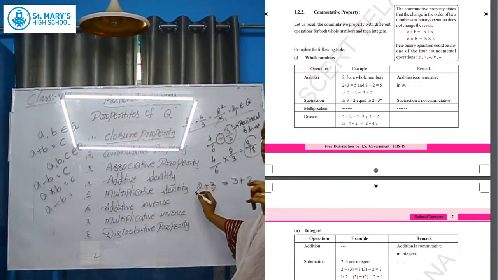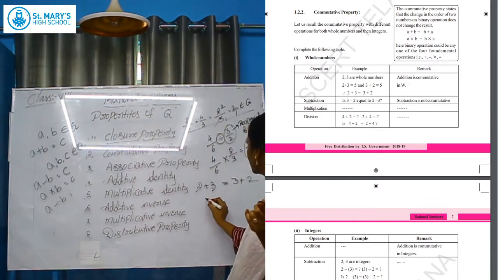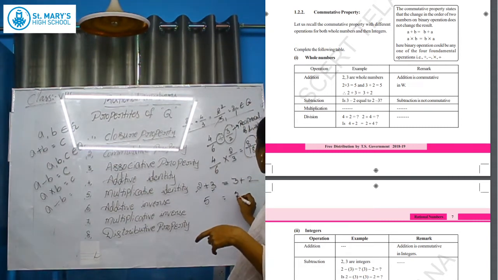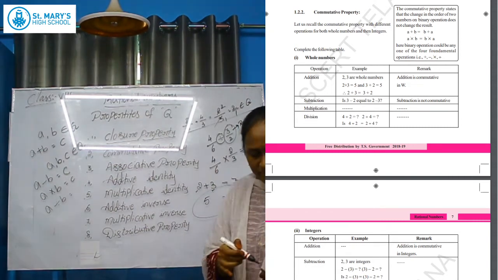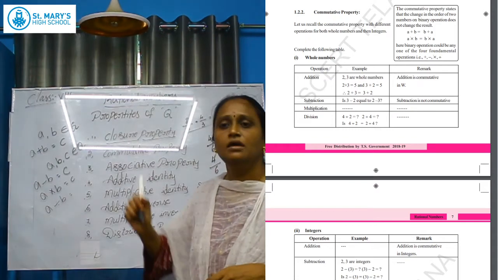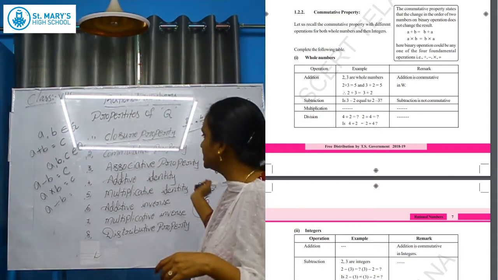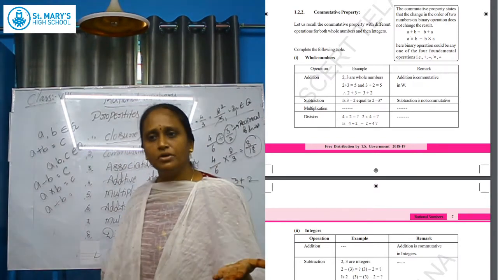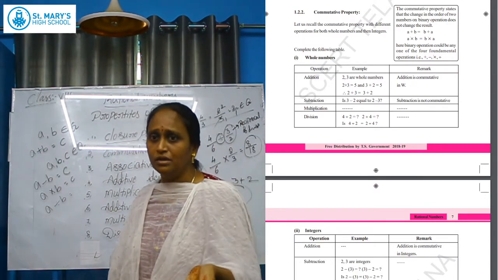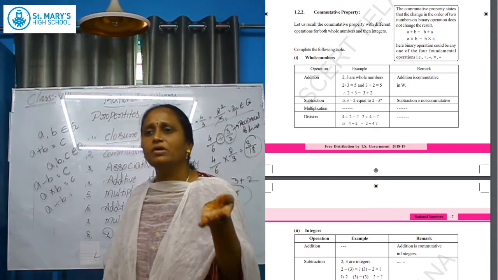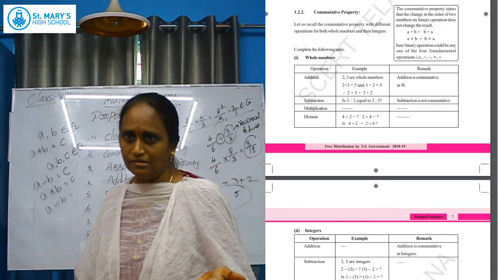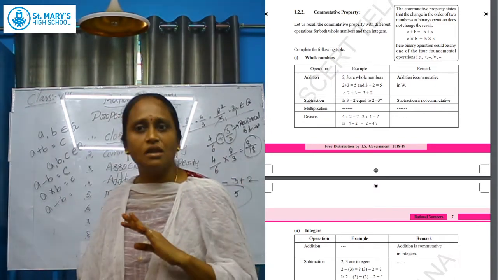So that means 2 plus 3 equal to how much? 2 plus 3 equal to 5. Same, 3 plus 2 equal to 5. So then here is the sum changed? No. Here the sum is not changed. That is called the commutative property. What is called commutative property? Commutative property means any order we can change, then the sum or the result is the same only. The result is not changed.